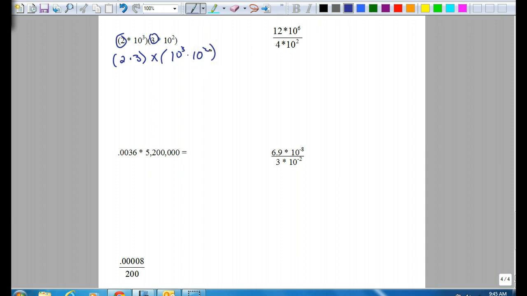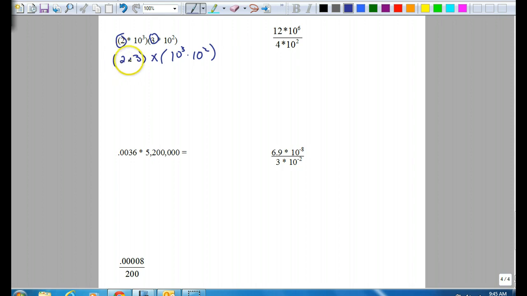All right? What did I just basically do? What property did I just do? Think back to yesterday's assignment. What did I move? The 3 and the 10. So that means I just did the commutative property of multiplication, okay?